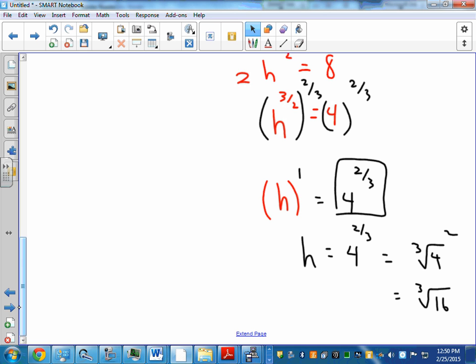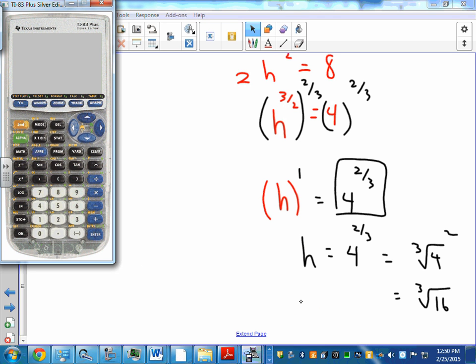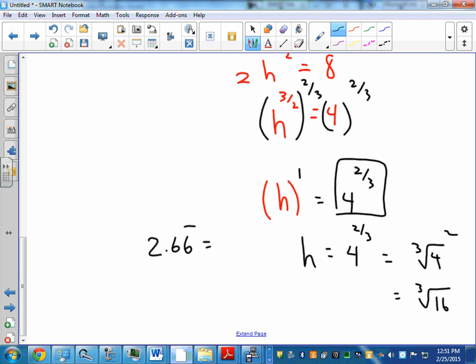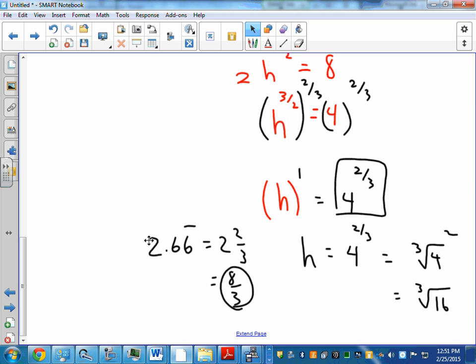Just to see where that plays out, it might be interesting if we were to integrate, this time not 0 to 4, but 0 to 4 raised to the 2/3 power, which is what we said. We should get exactly half of our previous answer, and we do. 2.6 repeating, 2 2/3 or 8/3. So we've got the right answer. Okay, enough for this particular lesson.